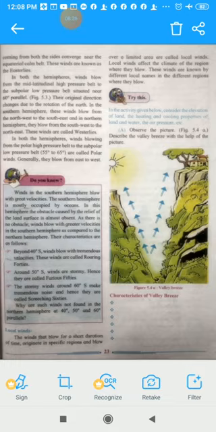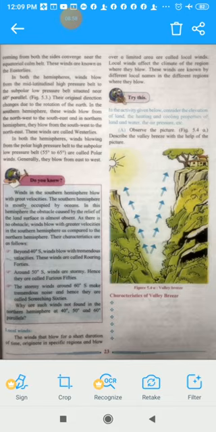Let us have a look again at that paragraph. In both the hemispheres, winds blowing from the polar high pressure belt to the subpolar low pressure belt, that is 55 to 65 degree, are called polar winds. So the name itself, polar winds, will give you an idea that the winds which are blowing from the poles, from the northern and southern poles towards what? Subpolar low pressure belt. Such winds are called as polar winds, okay, and they also blow from east to west.